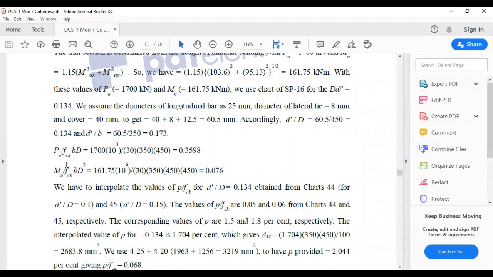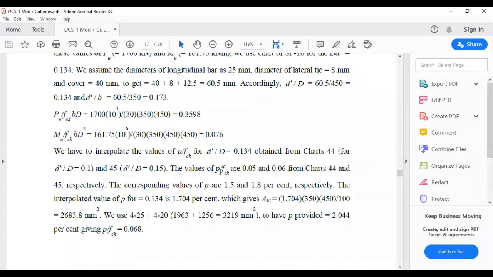For finding the value of Mu upon fck bD, putting all the values here, Mu we just found out to be 161.75 from here, and the rest all the entities are the same as in the question above, and this comes out to be 0.076. Now we have to interpolate the values of p upon fck for D dash by D equal to 0.134.